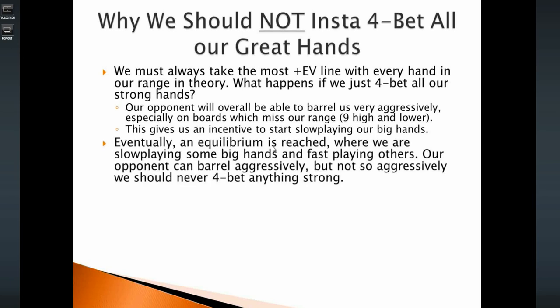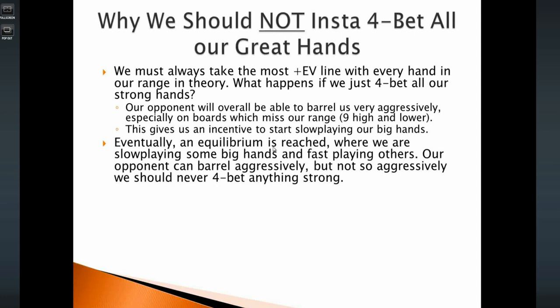Eventually, an equilibrium is reached where we are slow playing some big hands and fast playing others. Our opponent can barrel aggressively, but not so aggressively that we should never 4-bet anything strong. This is something that really confused me for a long time, because the rule that probably helped me more than any other rule when I was learning how to play poker, and I know I've talked about this a lot, was the rule that said: raise your best hands for value, call with your next best hands, bluff raise your next best, and fold your worst.